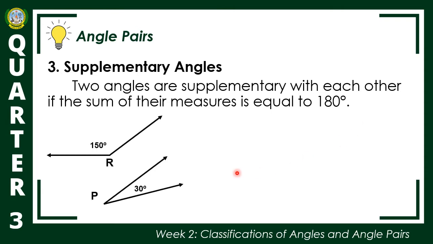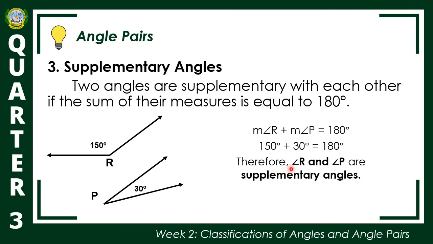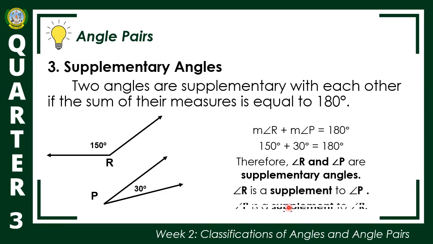For example, we have here angle R and angle P. Angle R measures 150 degrees while angle P measures 30 degrees. So, when we combine the two measurements, it will be equal to 180 degrees. That means angle R and angle P are supplementary angles. So, ano naman ngayon yung tawag nila sa isa't isa? Angle R is a supplement to angle P, while angle P is a supplement to angle R.